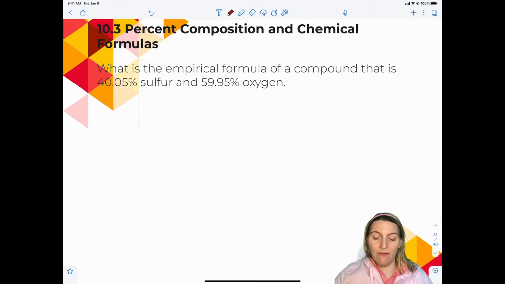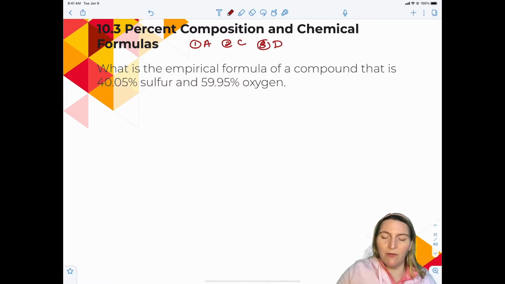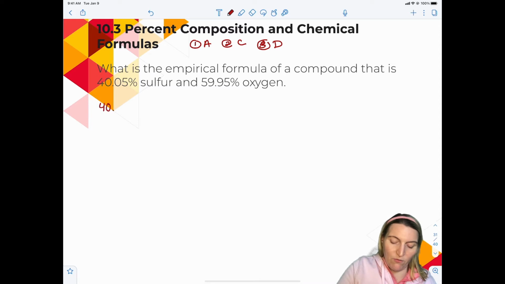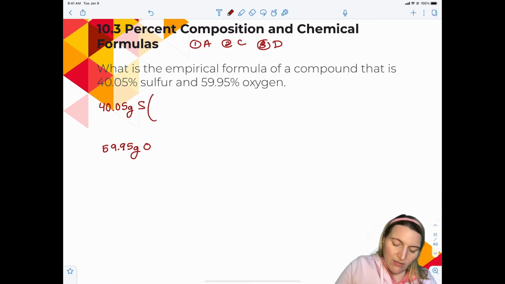What is the empirical formula of a compound that is 40.05% sulfur and 59.95% oxygen? So remember the 3 steps. Assume a 100-gram sample, convert to moles, and divide by the lowest number of moles. Those are those 3 steps that we're going to go through. When we say assume a 100-gram sample, if I had 100 grams of this compound and I know 40.05% of it was sulfur, well, that would mean that 40.05 grams of it must be due to the sulfur, and the other 59.95 grams of it must be due to the oxygen.